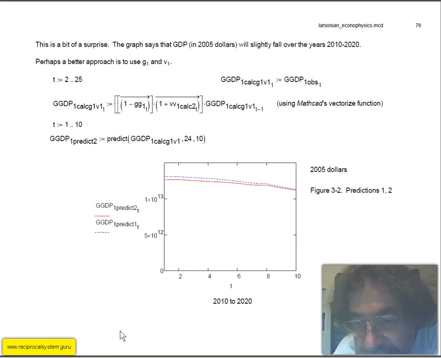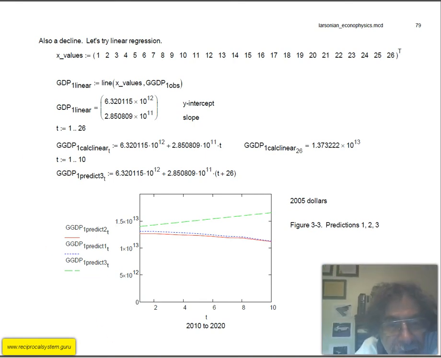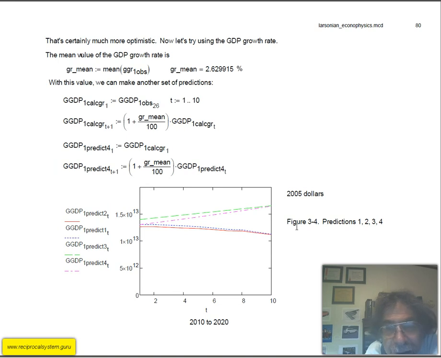So here's the prediction 2. And that's not really too much different. Remember, we're doing all this in 2005 dollars. So also decline. So now let's try linear regression. So here's the, you can see how to put this into a linear regression format. And this one, let's see. This one actually goes up. We get the y-intercept and the slope. It's much more optimistic. Now let's try using the GDP growth rate.